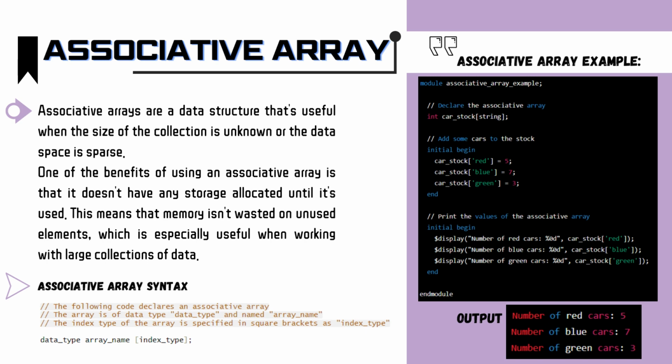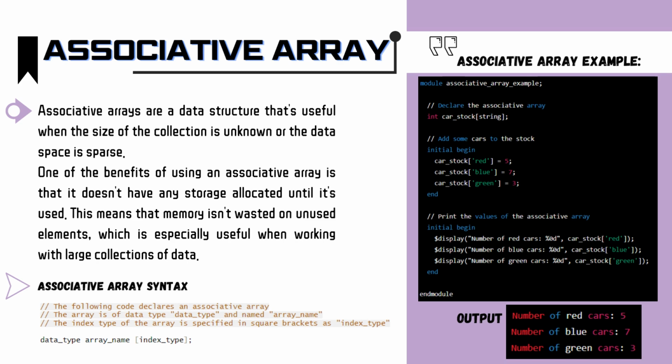When we run this code, the output will show the number of cars of each color stored in the associative array. The output will be number of red cars, 5. Number of blue cars, 7. Number of green cars, 3.